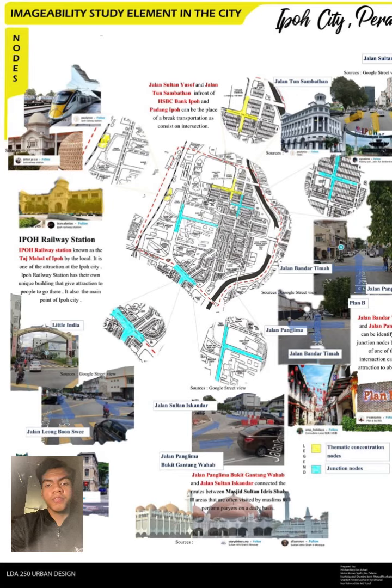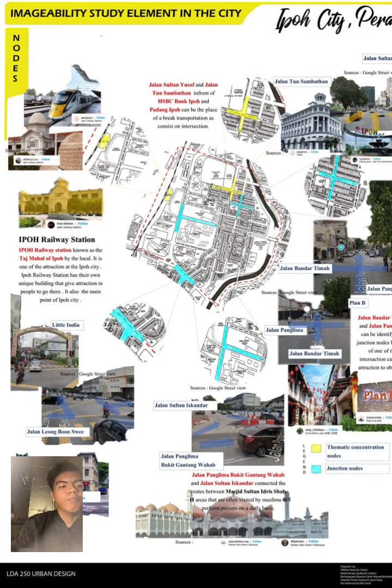Hi, Assalamualaikum everyone. My name is Rahmad bin Yusof. I'm from AP148 4C. So today I want to present about Imageability Study, Elements of City by Kevin Lynch about the Ipoh City. So my part is about notes. Okay, the first one is about the thematic concentrations notes.